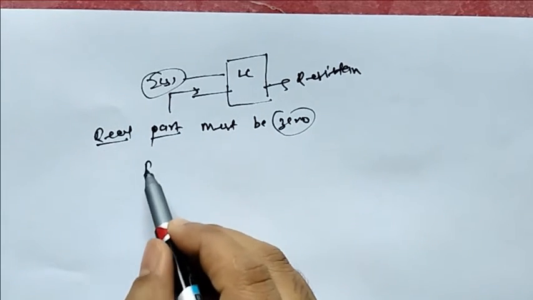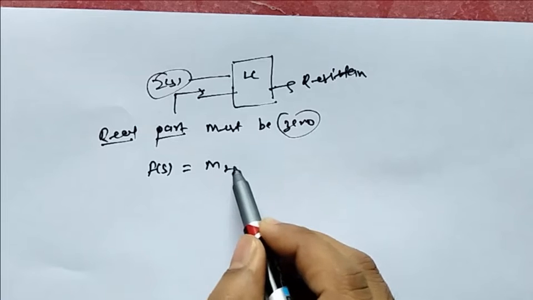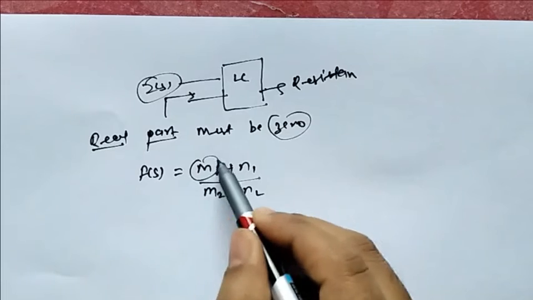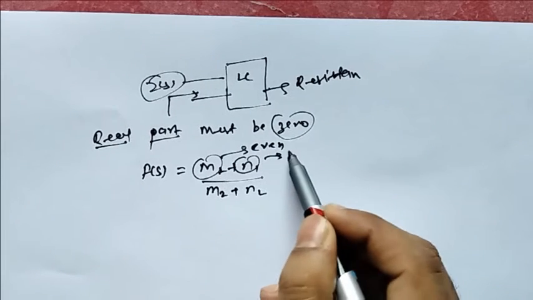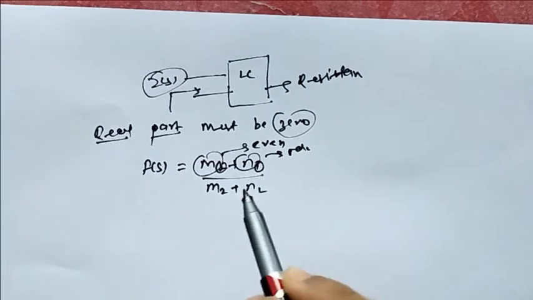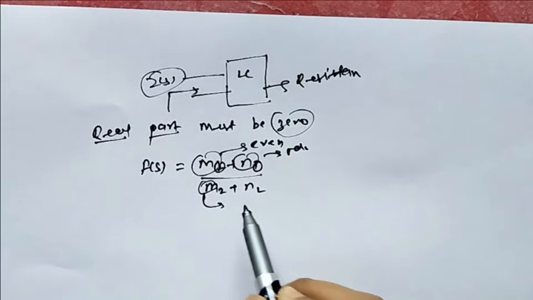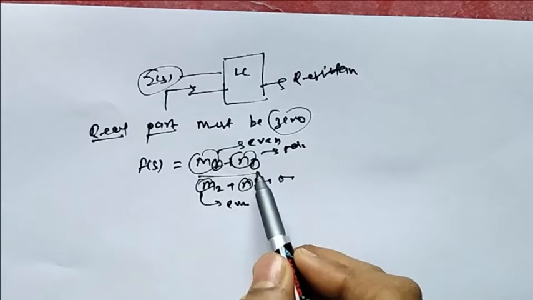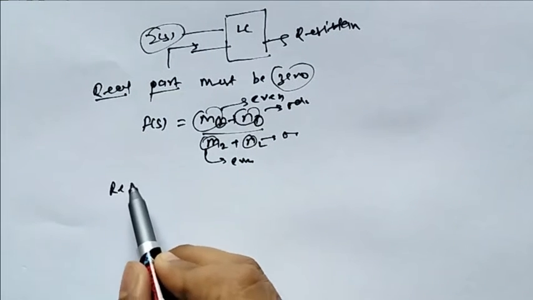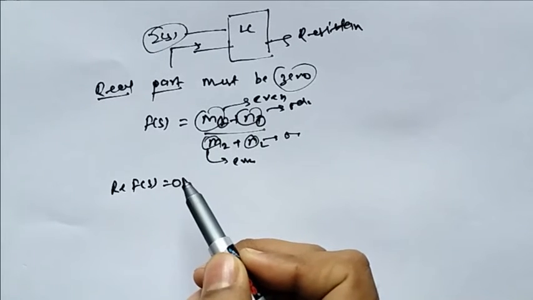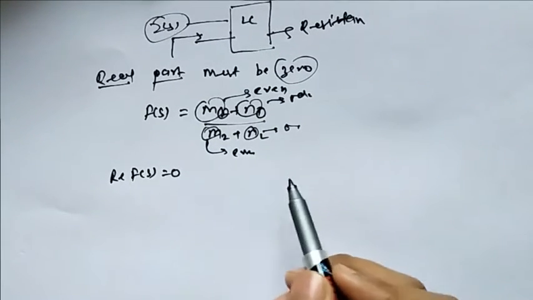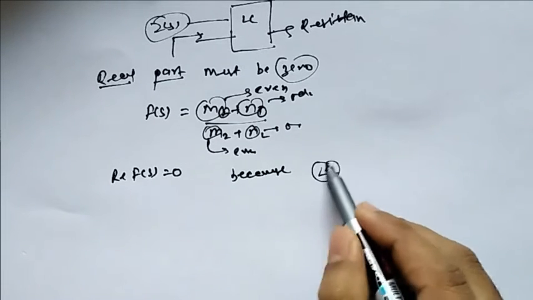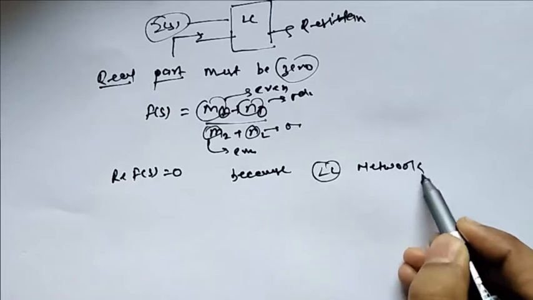Now if I express F(s) as (m1 + n1) / (m2 + n2), this m is for the even part and this n is for the odd part, and this subscript is for the numerator, and this is again for the denominator. The function can be broken in this manner. Now the real part of F(s) equals 0. Why is it 0? It is 0 because we are studying an LC network. In an LC network the real part will be 0.